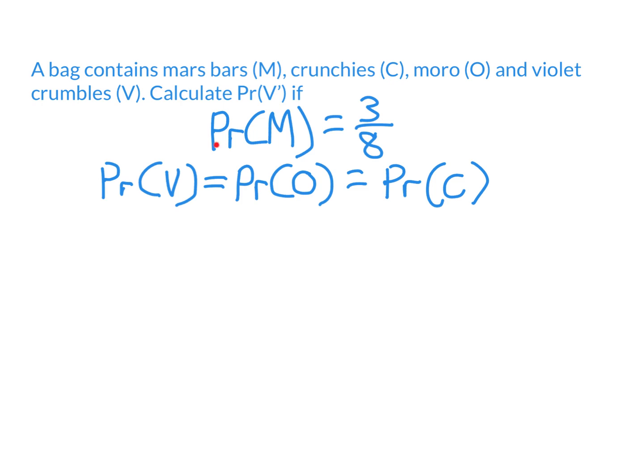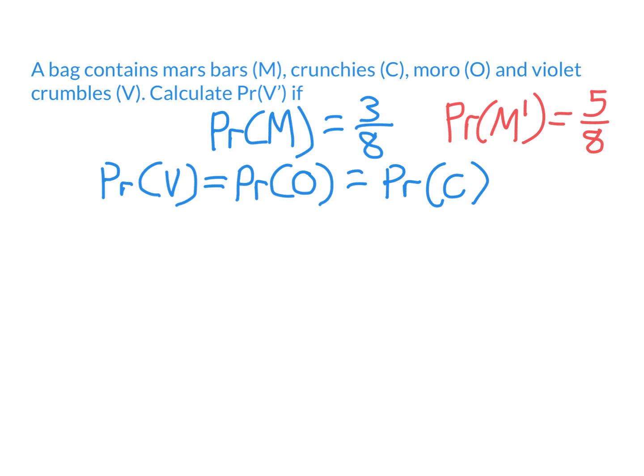Well, we're told the information that the probability of a Mars bar is 3/8. That means that 3/8 of the chocolates are Mars bars. So the probability of its complement is 5/8. If 3/8 of the chocolate are Mars bars, 5/8 are not Mars bars. What that means is Violet Crumbles, Moros, and Crunchies make up 5/8 of the chocolates in this bag. Now this line says that each of these has equal probability. So there's the same number of Violet Crumbles, Moros, and Crunchies.